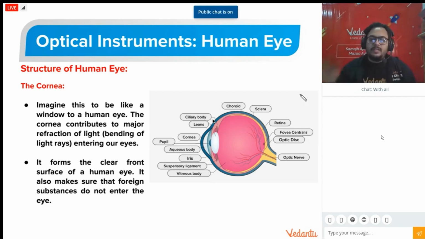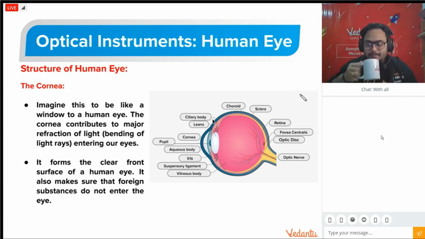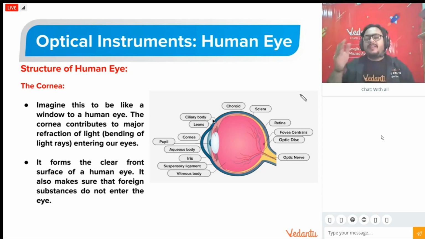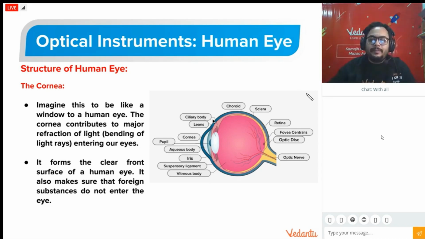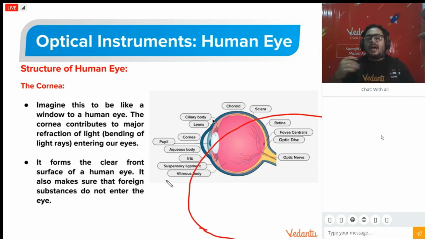How many people have seen an eye? Obviously, everyone has seen an eye. I wanted to ask how many people have seen this diagram of an eye. Okay. So this is the diagram that we remember. Many terms are written here. So many terms, thanks to Vedantu. They have written so many terms which I practically do not even know what they are, because from an engineering point of view and a physics point of view, they don't make sense.